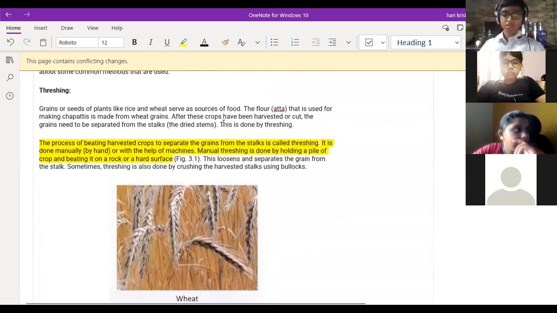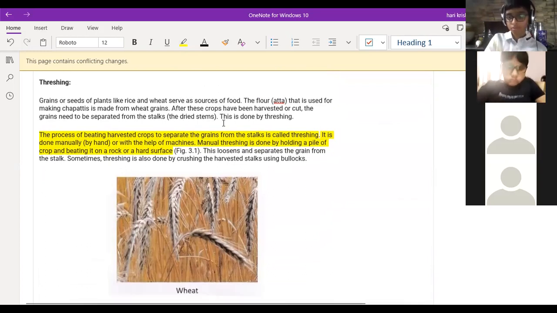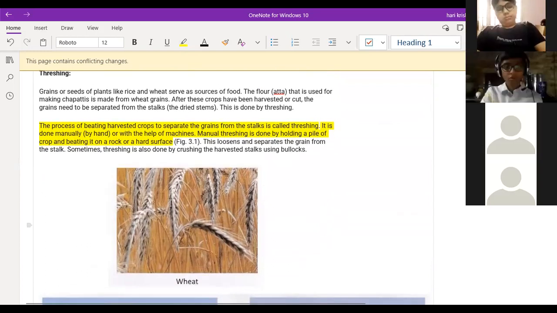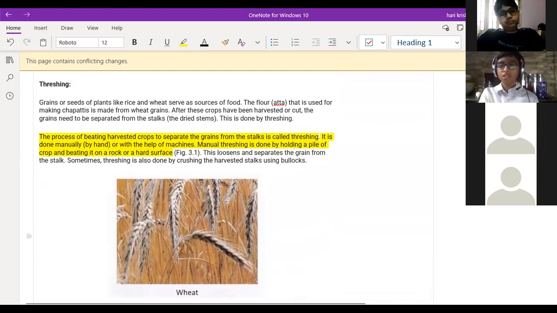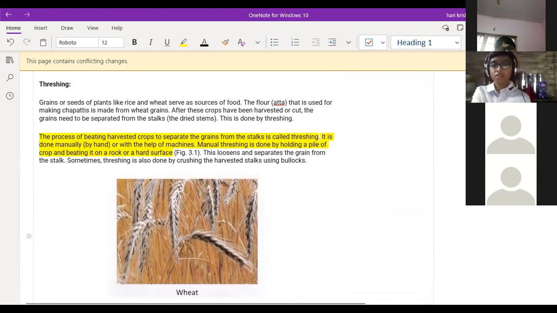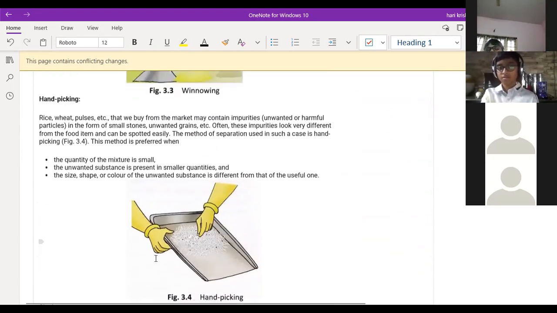No. So in the case of threshing, what are the different terms you will use? Sir, manual threshing and artificial. Sorry, manual threshing or the automatic threshing. Automatic threshing can be done with the help of the harvesters, combine harvesters. Next one is the hand picking.